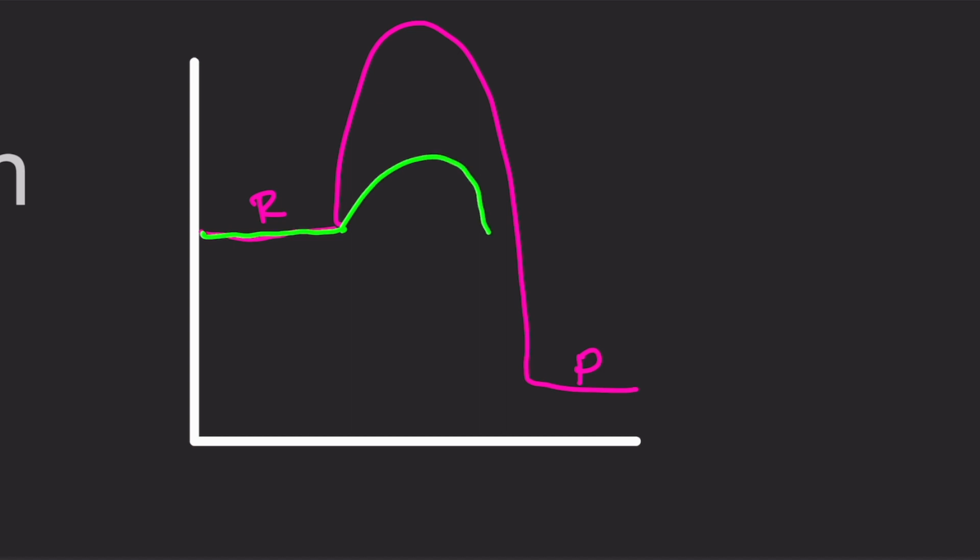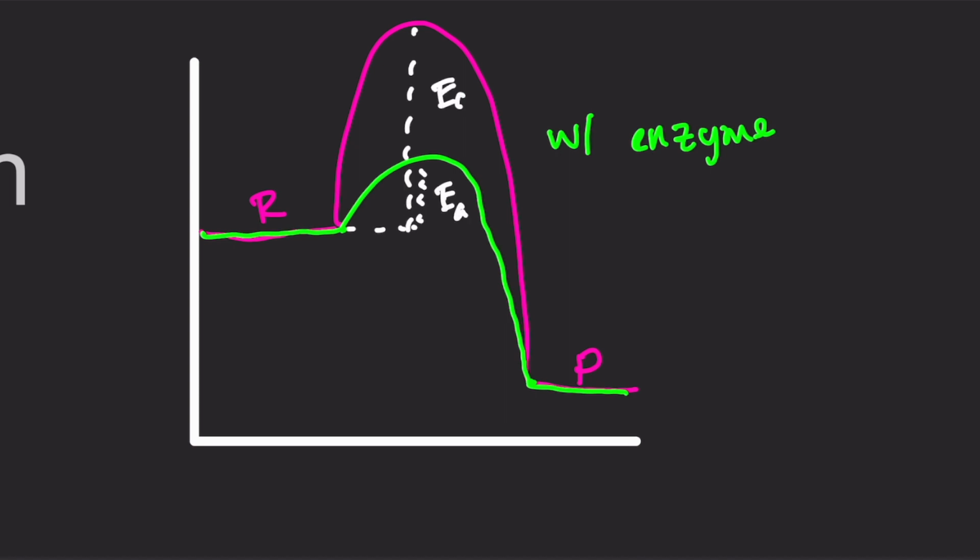Perfect. Okay, so with enzyme, notice how the E sub A is a lot smaller. It lowered the activation energy. However, the difference, the delta G between the products and the reactants, is the exact same. It does not change the delta G of a reaction. It only lowers the activation energy, okay?